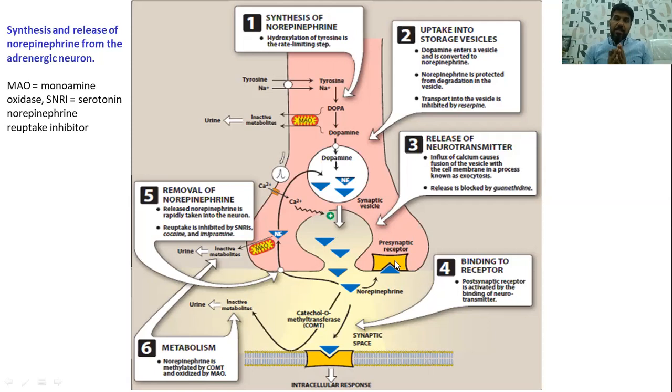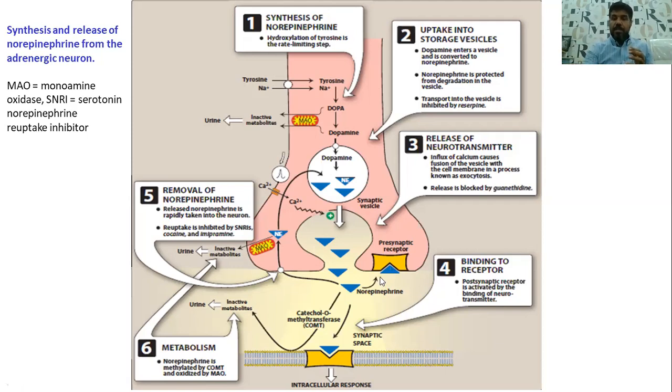And I think I gave you a kind of homework: what is the function of the presynaptic receptor? A presynaptic receptor is a kind of autoreceptor. What do we mean by autoreceptor?